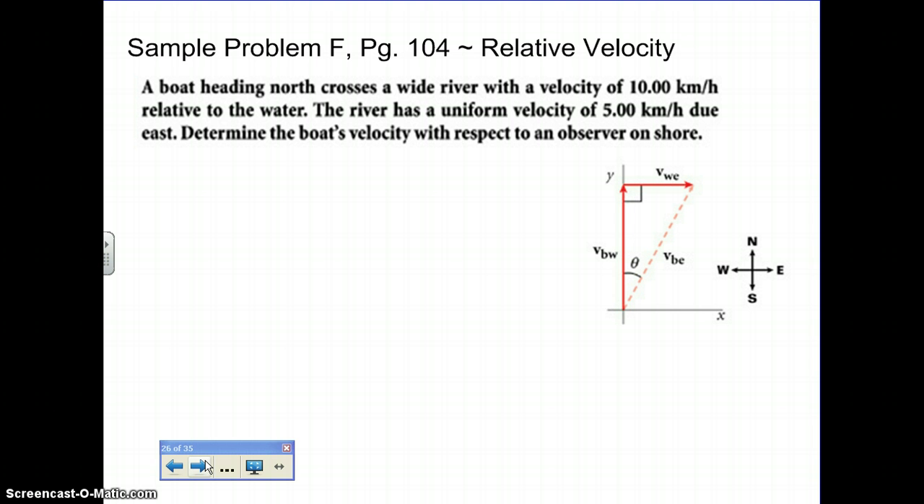So you still need to draw this diagram, but just kind of moving over it. The boat was heading this way, the water is heading that way. Here's my resultant, here's my theta, okay? So the first thing that I know jumping into this problem is that I have a velocity in the y direction, and my velocity in the y direction is 10.00 kilometers per hour.